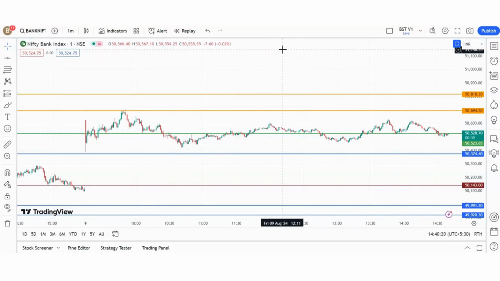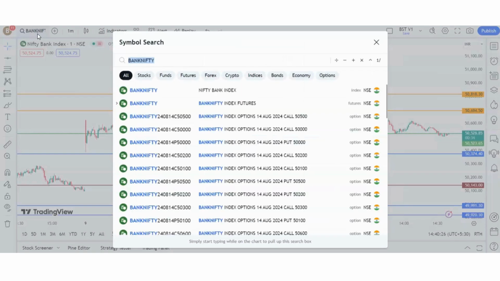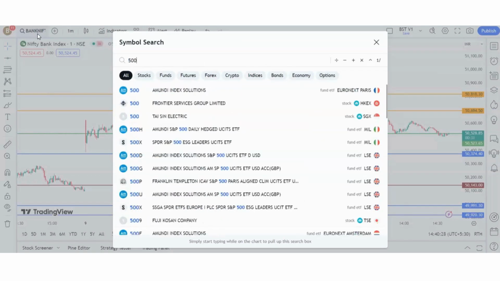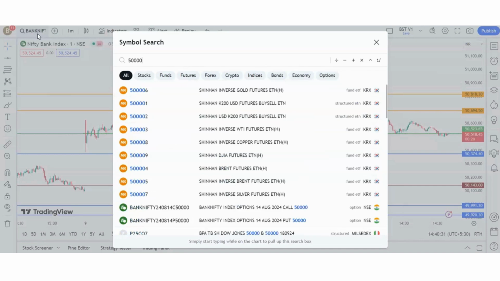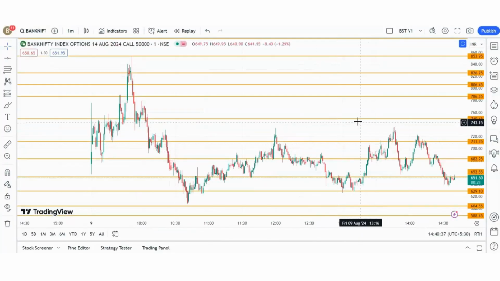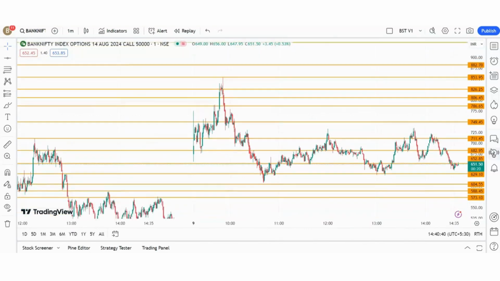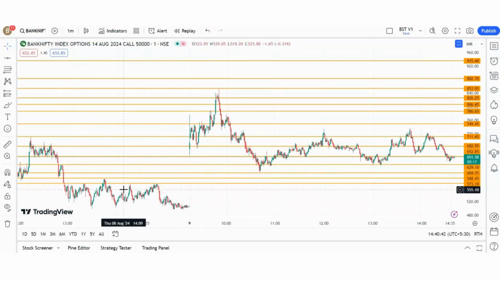So now we'll move on to the other thing, that is the Banknifty 50,000 CE, and see what the position is now. There also we have plotted the new levels. So you can see, as there was a big gap up in Banknifty, here also there was a big gap up, and you can see how the levels are being followed here. The market is going level to level, and it is respecting all the levels that are there.